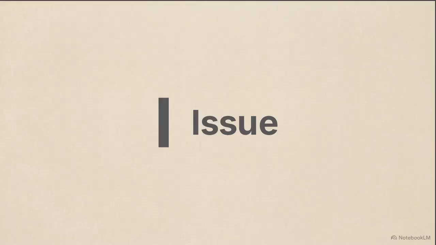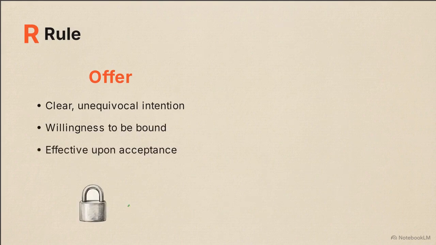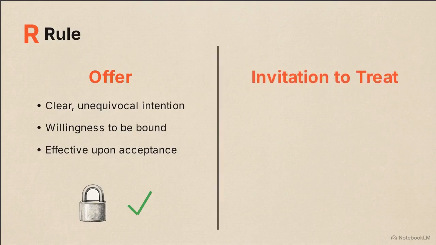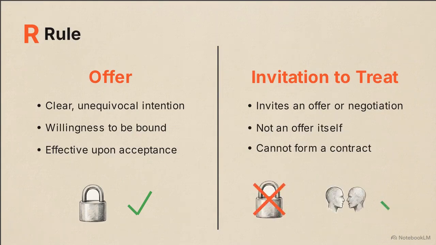With our issue isolated, we move to the governing rule of contract law. The fundamental requirement of an offer is a clear, unequivocal intention by one party to be bound by specific terms, effective the moment the other party accepts. This matrix shows how an offer differs from an invitation to treat. An invitation to treat lacks the intention to be immediately bound. It is simply an action that invites the other party to negotiate or to make an offer of their own.